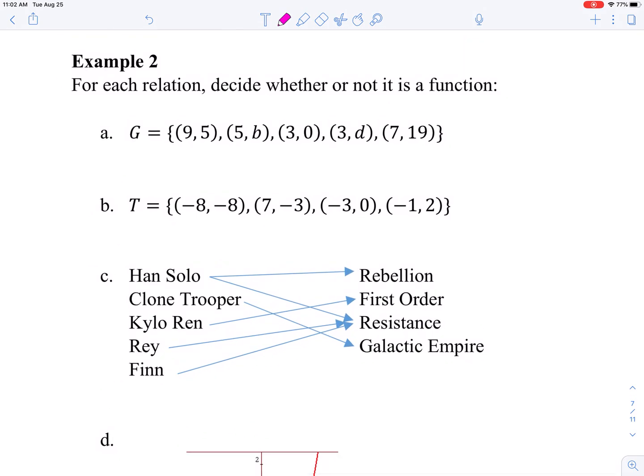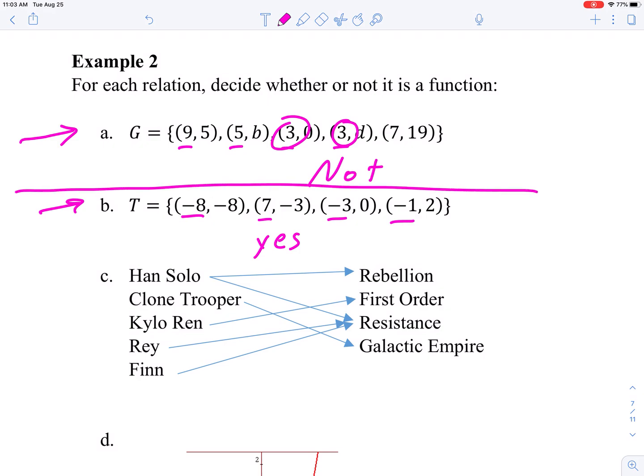So, A. Is this a function? Well, just look at all the x values, the first values. Oh, look at that. We have repeated x values, right? So, not a function. Let's look at B here. Again, just look at the x values. Do we have any repeats? No, no repeats. So yes, this is a function. Sorry, kind of got it squished in there. I'll separate them.